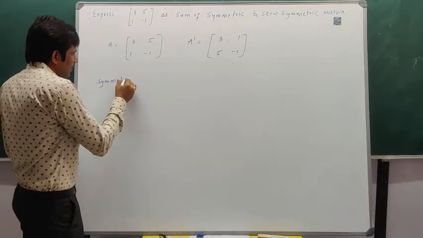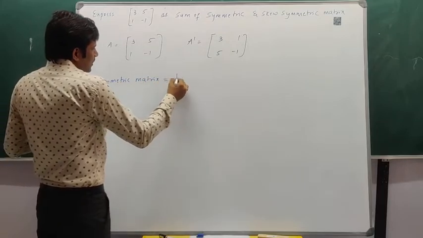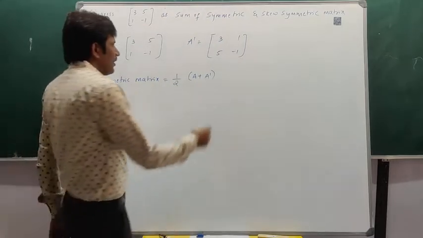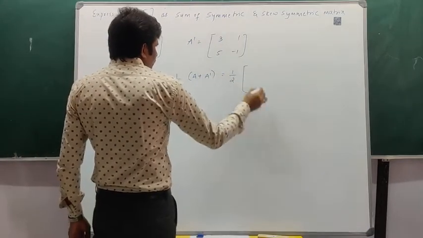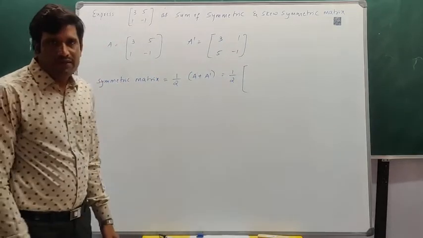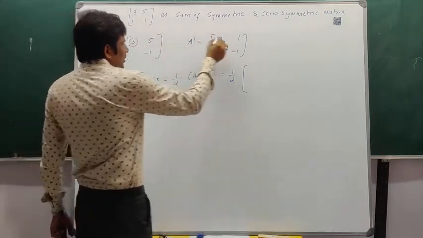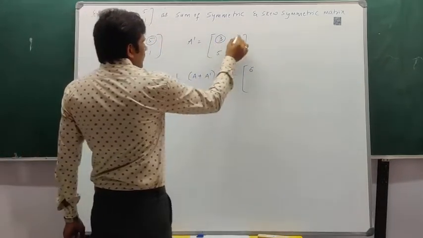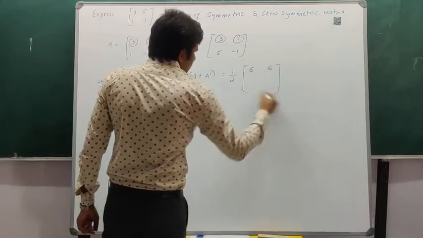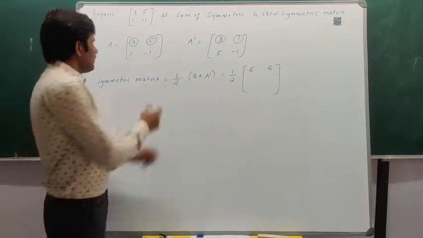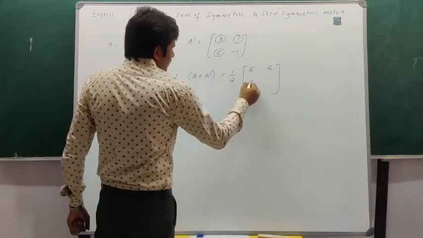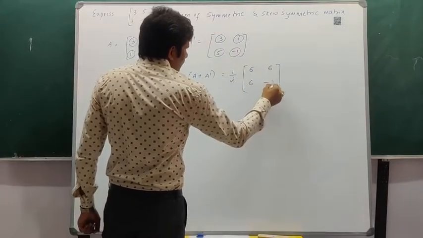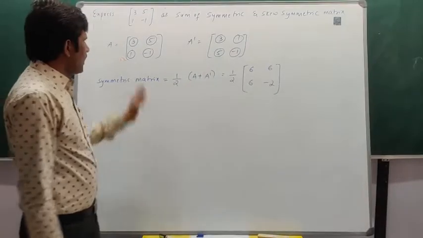What is the symmetric matrix? The symmetric part is half into bracket A plus A transpose, that is 1 by 2. Now this is matrix A and this is A transpose. Add these two matrices: the first element is added with the first element, so 3 plus 3 is 6. 5 plus 1 is 6. 1 plus 5 is 6. And -1 minus 1 is -2. So add the corresponding elements.